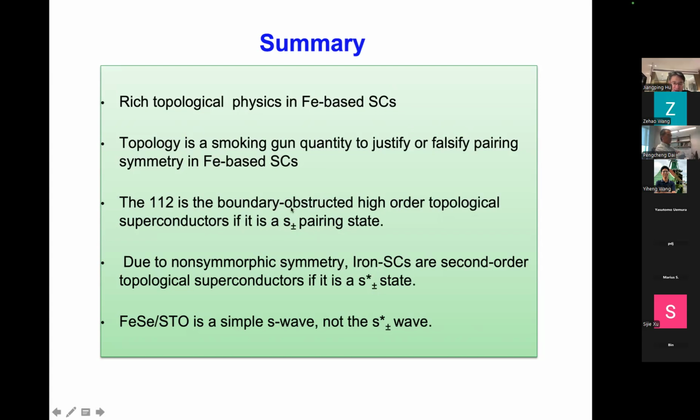between them there is a superconducting sign change, and this nonsymmorphic symmetry in iron-based superconductors is very important, and it creates some topological state for this S star plus minus. Okay. And so far at this moment, this iron selenium STO looks like a simple S wave. It's not in this S star plus minus state.